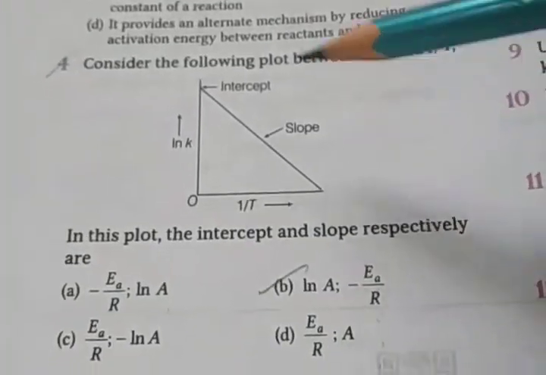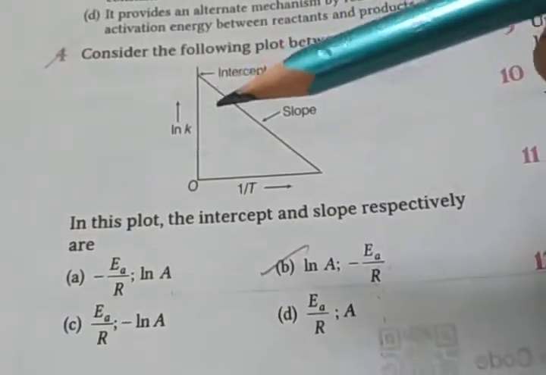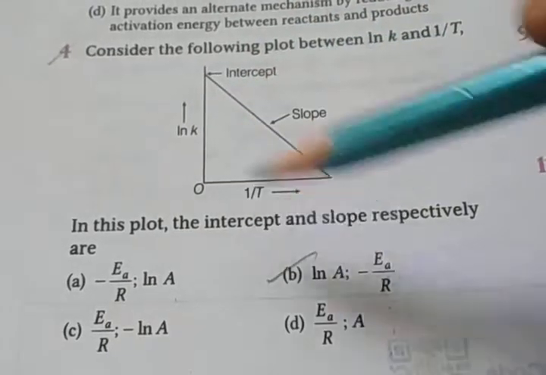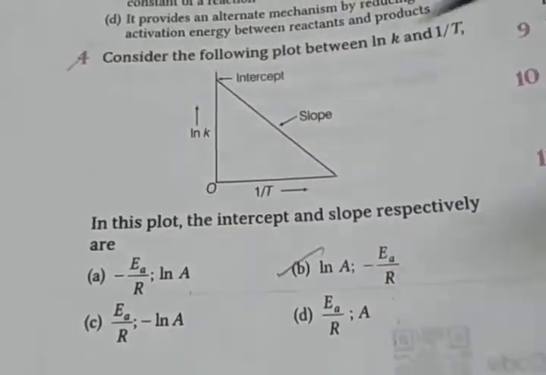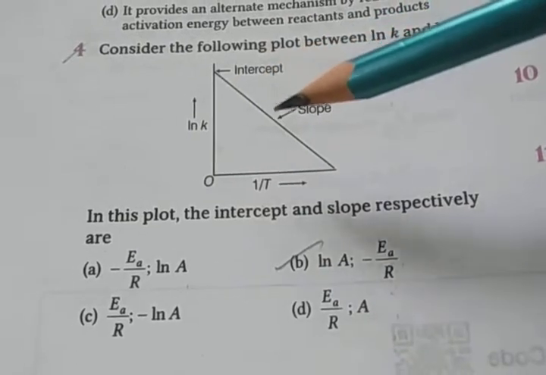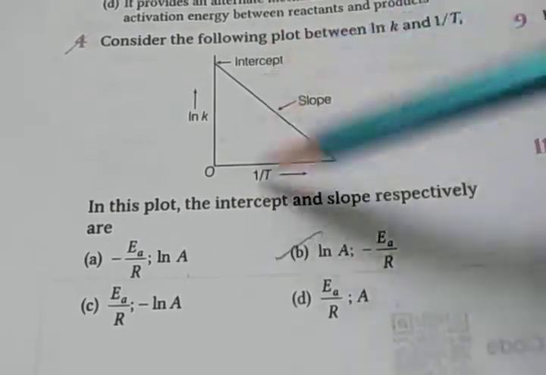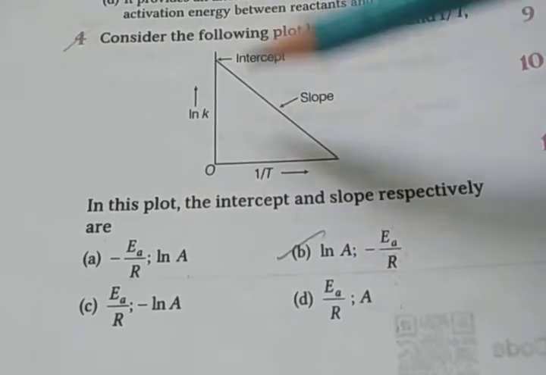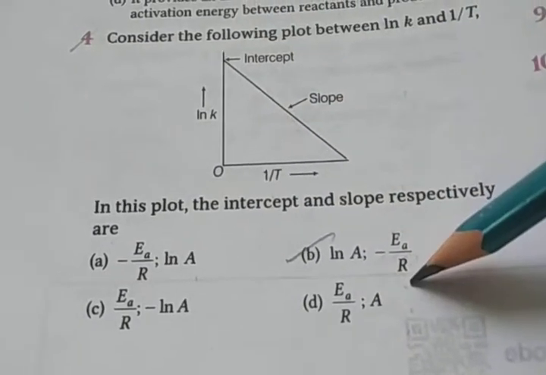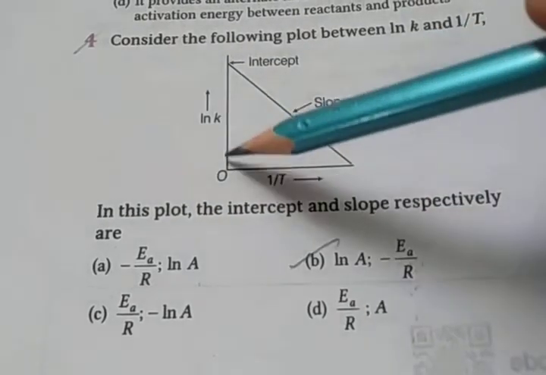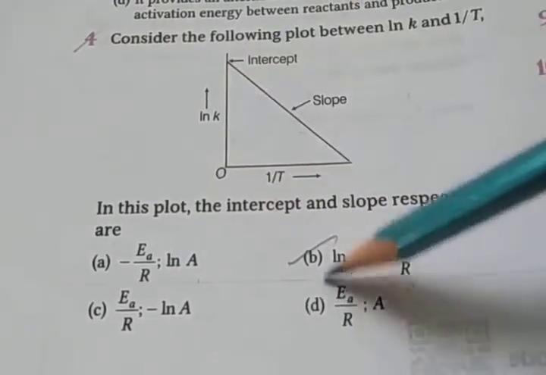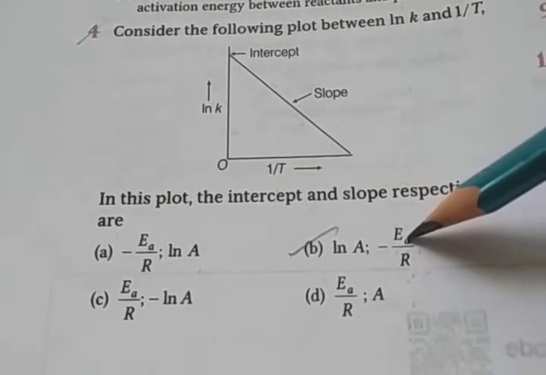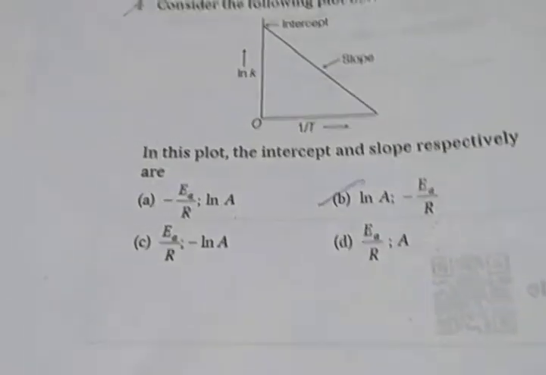I already explained the formula when that chapter was explained. So when ln K and 1 by T is plotted as a graph, the intercept and slope respectively are: the intercept is ln A, and the slope is minus EA upon R, where EA is the activation energy.